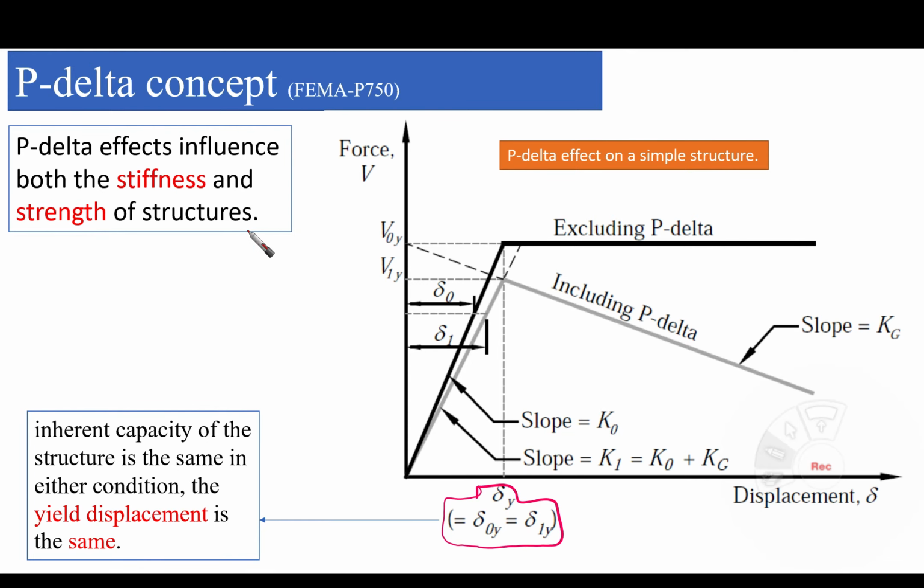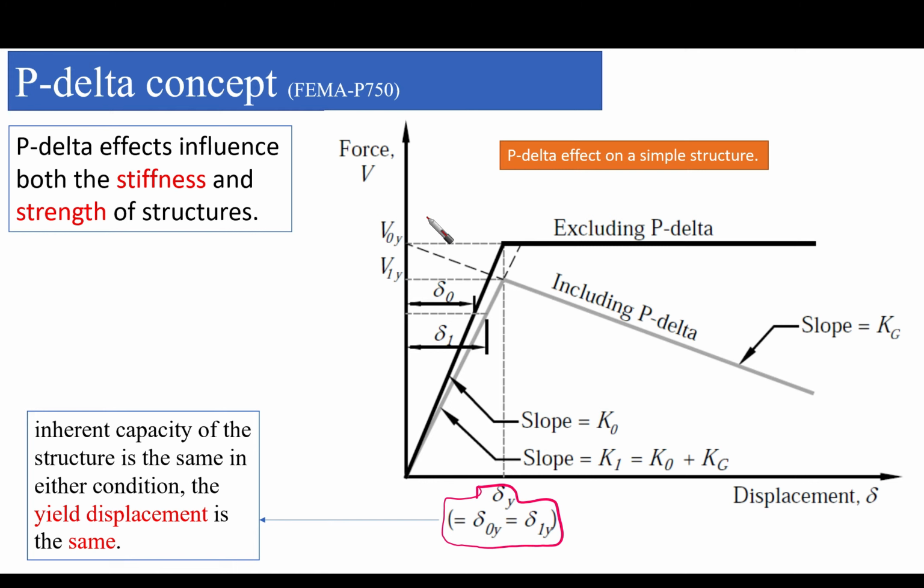Okay, so now let's go to an important graph that is always used for explaining the effect of P-delta. If we have the pushover curve of any simple structure, we can relate the displacement of the roof, for example, with the base shear force, which is V, and on this graph we can plot the curve of the structure.